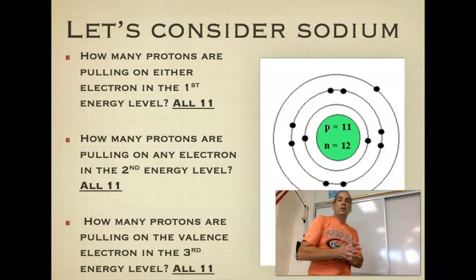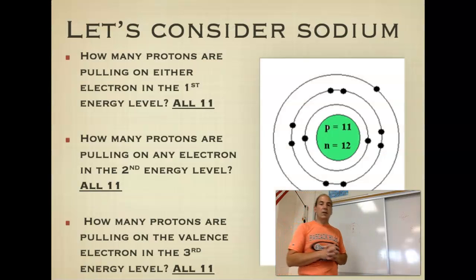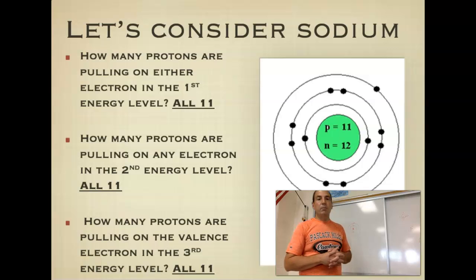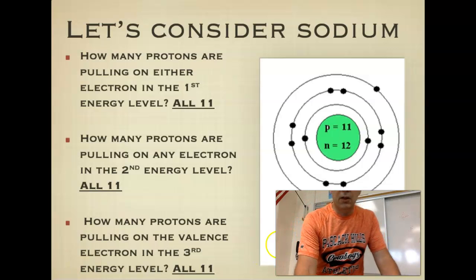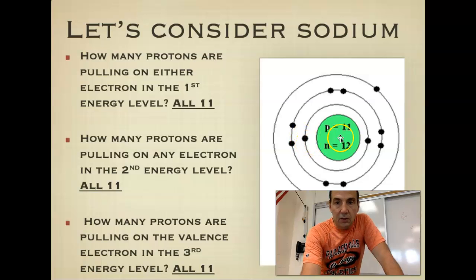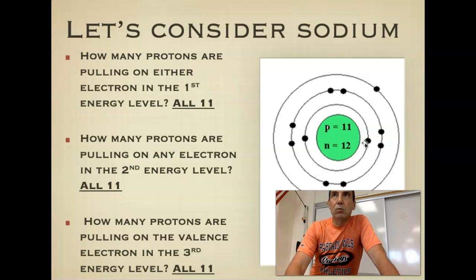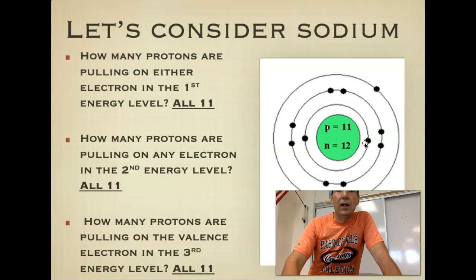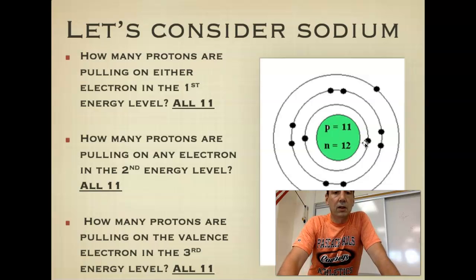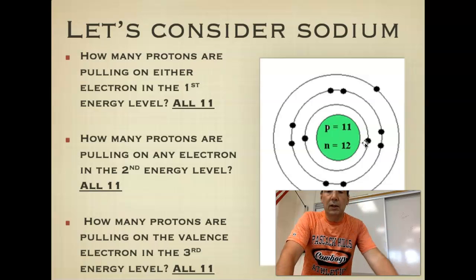Same idea. Let's look at this diagram with sodium. How many protons are pulling on either electron in the first energy level? We're talking about this electron here, this electron here. Well, obviously, all 11 protons, because protons don't do man-to-man defense. Protons don't know what they're pulling. They just exert an influence on any charge. So any of the electrons around are being pulled by the 11 protons. That's the emphasis here. It doesn't matter.